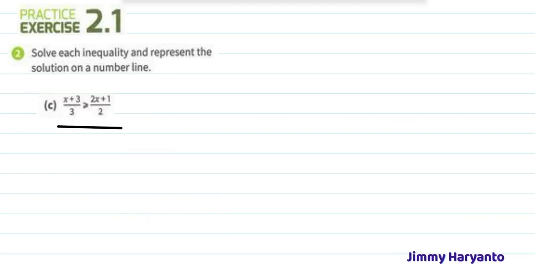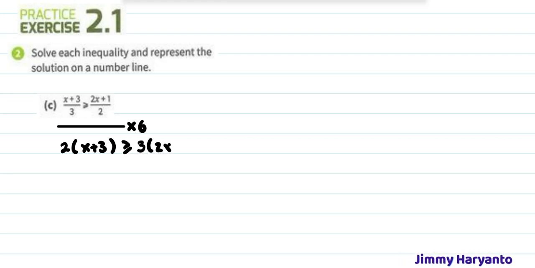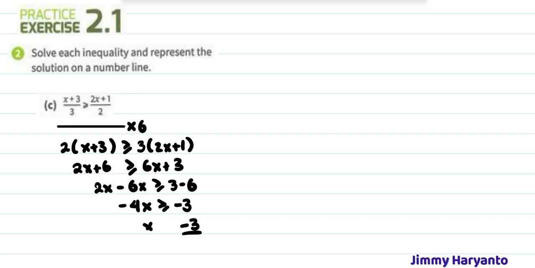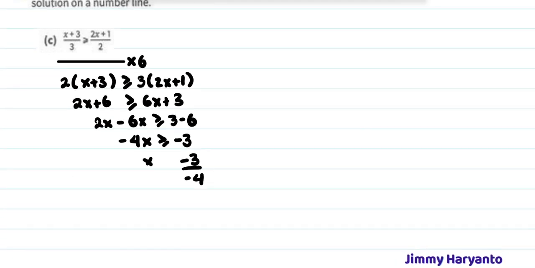And then for 2c, I want to times them all by 6. So 6 divided by 3 equals 2. And then we still have x plus 3 right there. And then 6 divided by 2 equals 3 times 2x plus 1. And then I will multiply this. 2x plus 6 greater than or equal to 6x plus 3. And then I will move the 6x. 2x minus 6x greater than or equal to 3 minus 6. That means negative 4x greater than or equal to negative 3. That means x is negative 3 divided by negative 4. Because we do the division of negative numbers, that means the sign has to be changed.